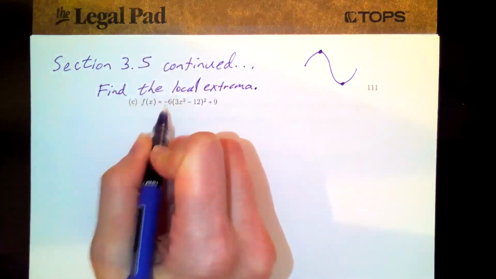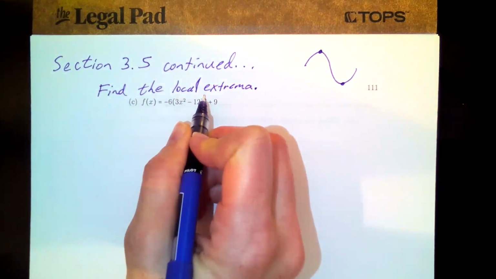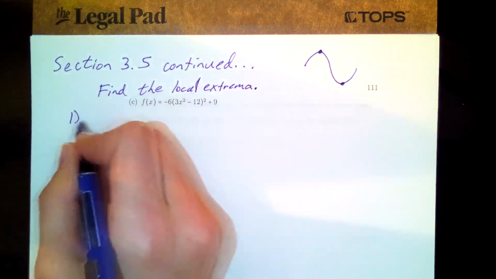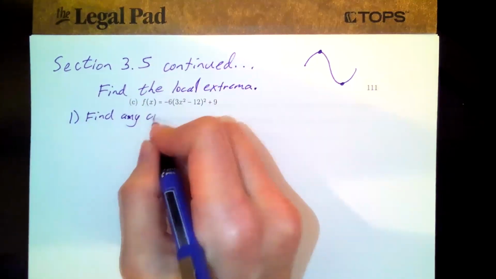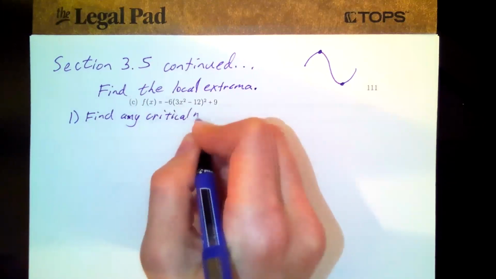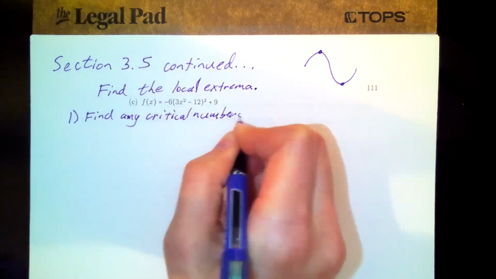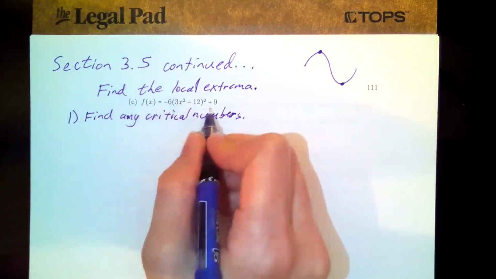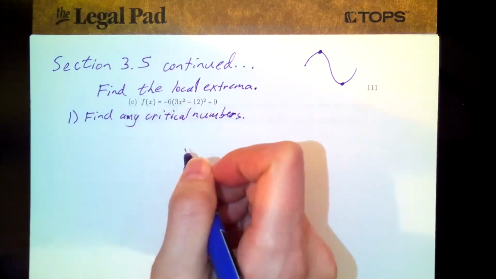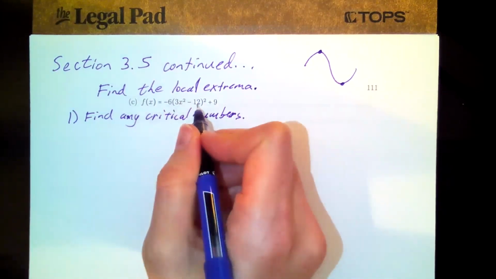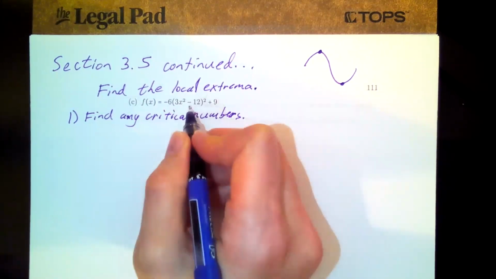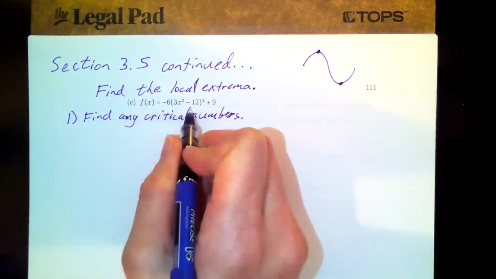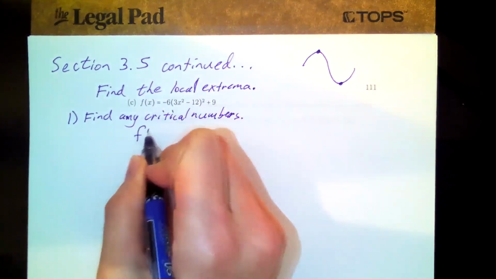To find any local extrema, you have to figure out the x values where those might happen, and those are called critical numbers. So the first thing you want to do is find any critical numbers. To find any critical numbers, you have to take the derivative and set it equal to 0 and see if there are any domain restrictions that pop up after I get done taking the derivative. So let's start with the first thing. Let's take the derivative of that and set it equal to 0.